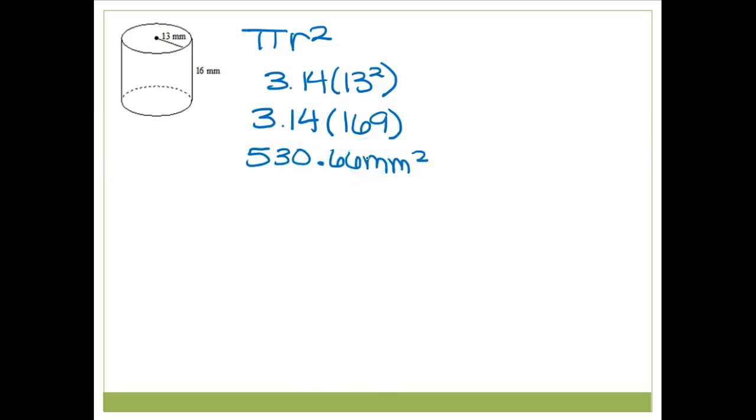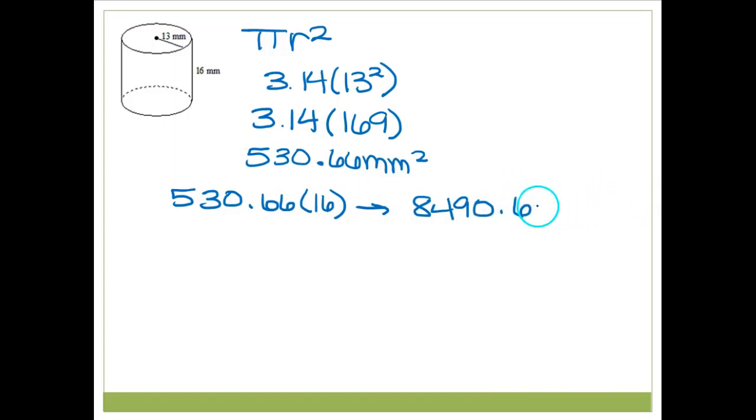Since we're finding volume, I have to multiply it by the height. And what is the height of our cylinder? Good, it is 16 millimeters. So we're going to multiply this times 16. And then we get, wow, that's a really big number. 8,490.6, because I rounded to the nearest tenth, millimeters cubed.